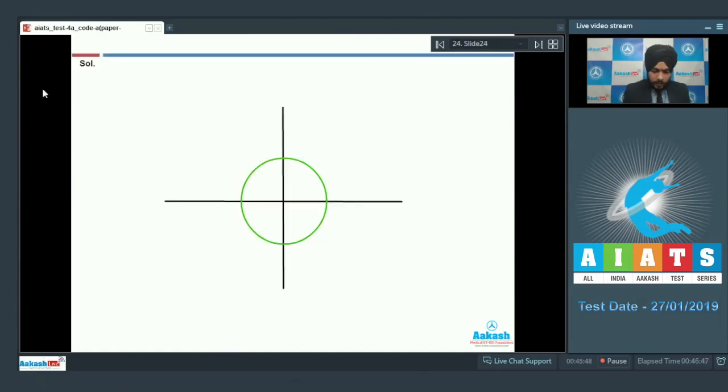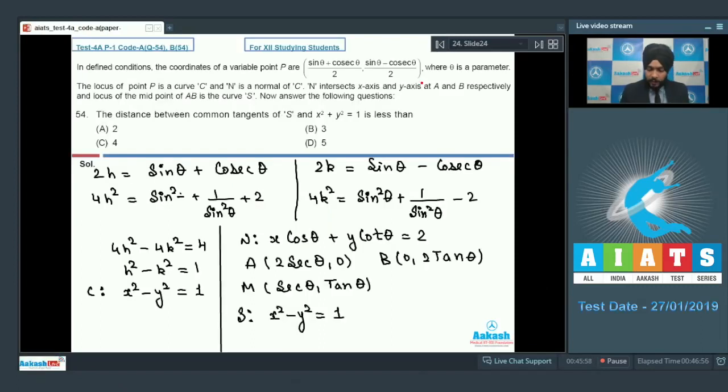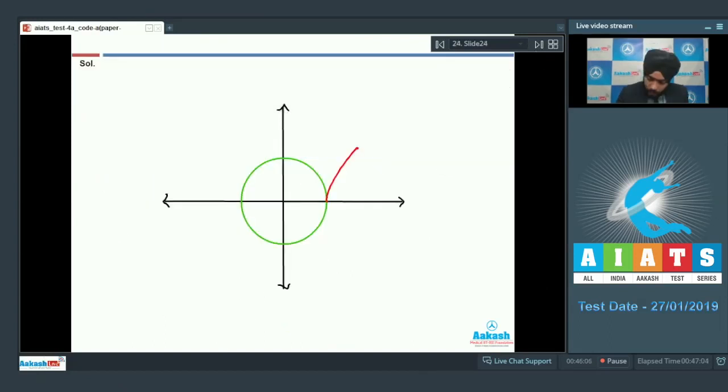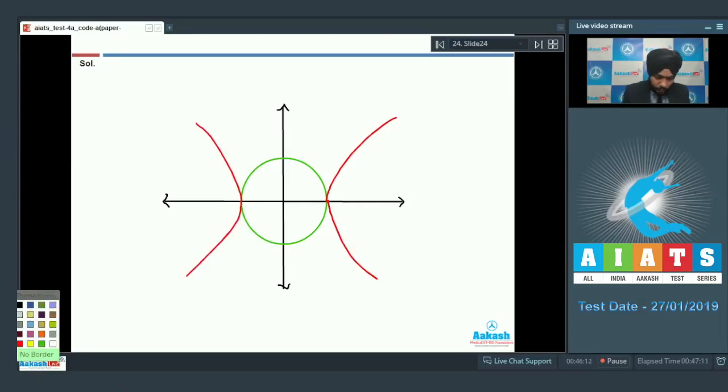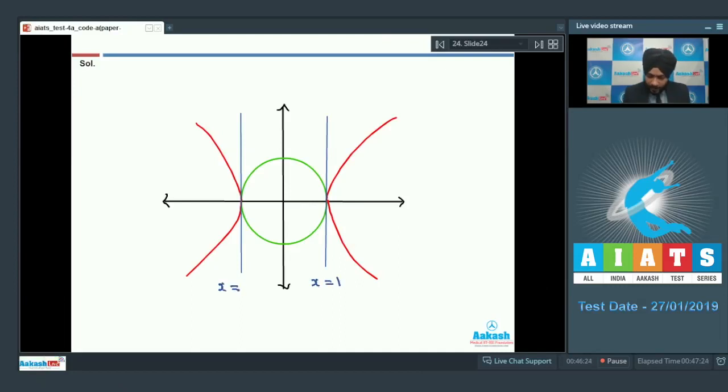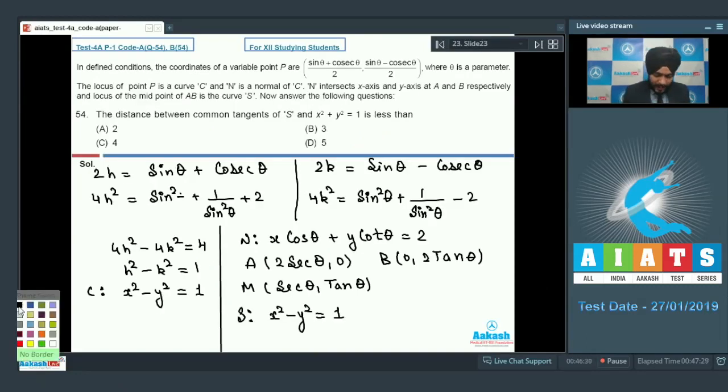So let us draw the diagram. This is the circle x square plus y square equals 1 given in the question. The obtained curve, that is the curve S, is a rectangular hyperbola x square minus y square equals 1. So this is the rectangular hyperbola. So we have very simple common tangents to these two curves. The common tangents are the lines x equals 1 and x equals minus 1. These are the common tangents. Very simple. 1 and minus 1. So what is the distance between the two common tangents? It is simply 2. So 2 is less than 3, 4, 5. BCD will be the correct answer.